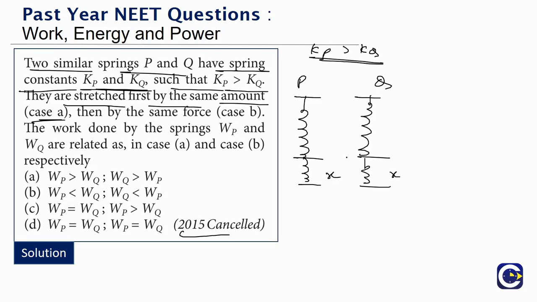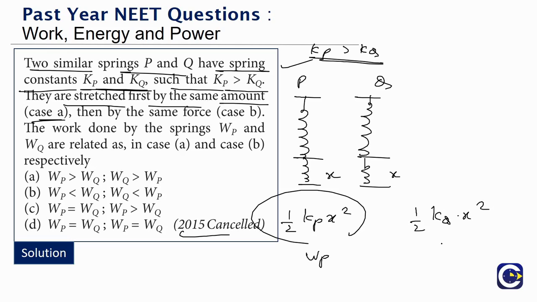Which means in this case, what is the spring energy or the work done by the spring? Half Kp into x square. Here, half Kq into x square. Since Kp is more than Kq, what do we have? Wp will be more than Wq.